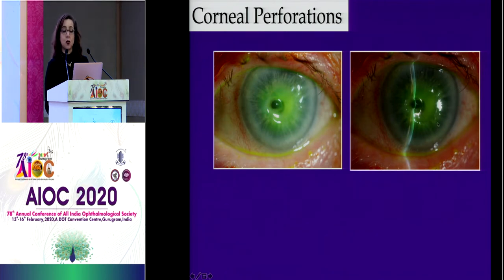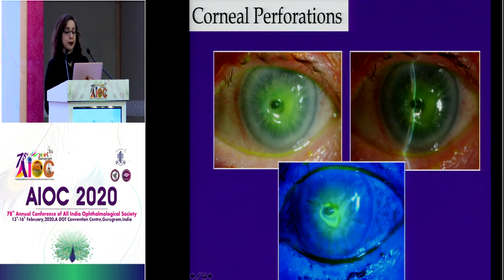So that's one very good tip. Also, the eye will be soft. And then you put 2% fluorescein. Remember, if it's a diluted fluorescein, you won't see the Seidel test. But if you put 2% fluorescein and look with the blue filter, you will see the leak.